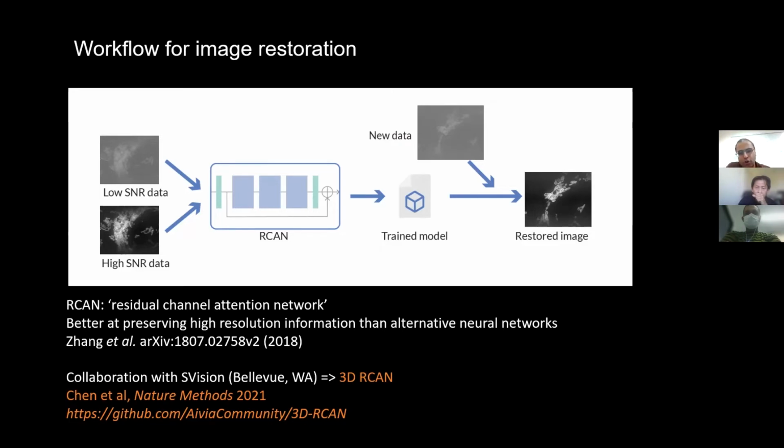And so the particular neural network that we favor in our lab is this thing that we didn't invent called a residual channel attention network. This attracted us because the authors claimed that it was better at preserving high resolution information than alternative neural networks. And this is very attractive to us fluorescence microscopists because we always care about resolution. So if we can get denoising without compromising resolution, that's great. We collaborated with a small company called S-Vision, which is now part of Leica, to extend this framework to three-dimensional fluorescence microscopy volumes.